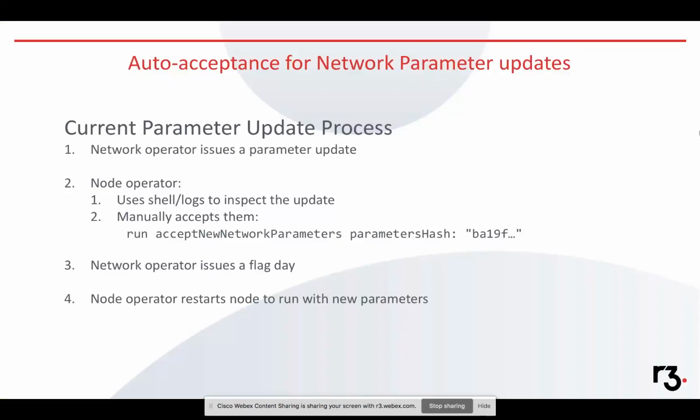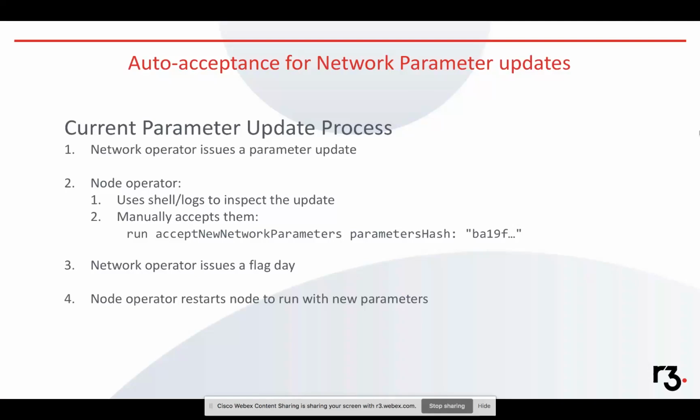So just to give you a refresher on how network parameters are currently updated. There's 4 main steps. First, the network operator, so the person in charge of the network map and the doorman, has to issue a parameter update. This will basically advertise to all the nodes on the network what is going to change, when it will change. At this point, the parameters won't actually change. It's just letting everyone know.